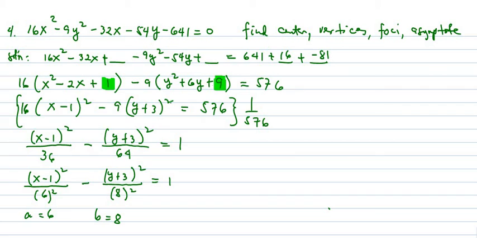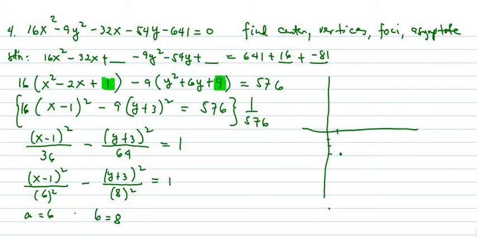Now, to find the center, of course, we have here x minus 1, y plus 3. So x equals 1, y equals negative 3. So the center is at 1 and negative 3. So this is now the center of our hyperbola.